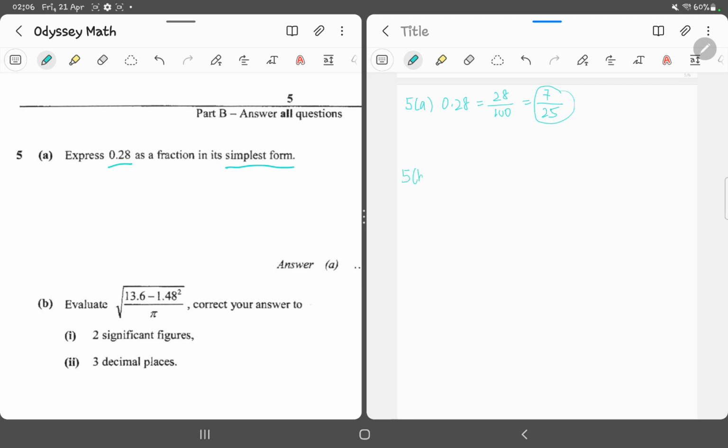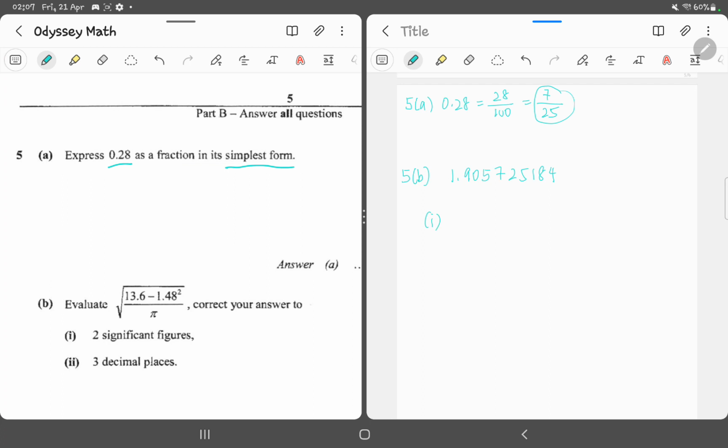Okay, so 5b. I would require you to try this before you look at my answer. So key this in your calculator, and you will get 1.905725184. So this is the value that you see in your calculator. Okay, so maybe just to do a quick recap for your sake, if we are looking at significant figures, so that's for part i.